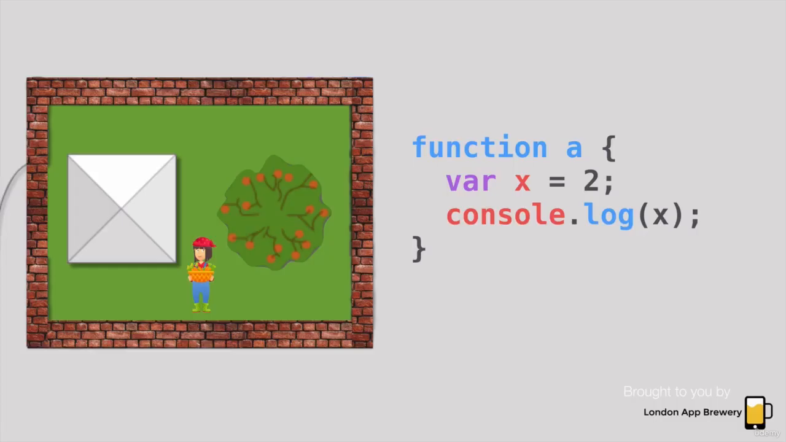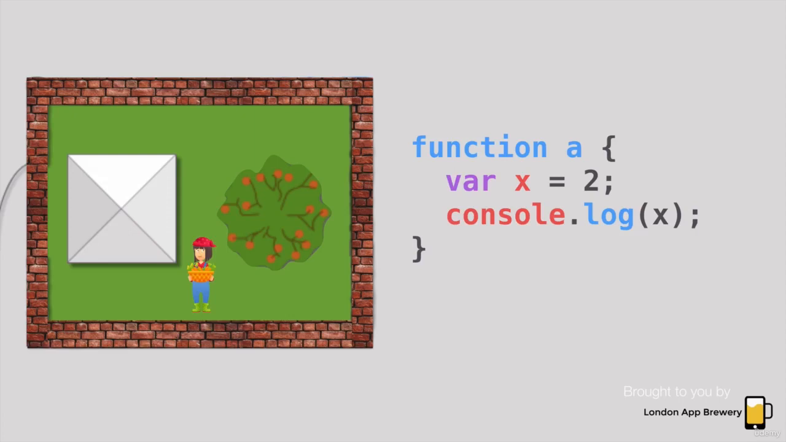So what exactly is this concept of scope anyways? Let's say that we've created a function called a, and inside the function we create a new variable called x, and we set it to equal 2. Now, if I try to console log x inside function a, then of course there's no problems and I would get 2 printed in my console.